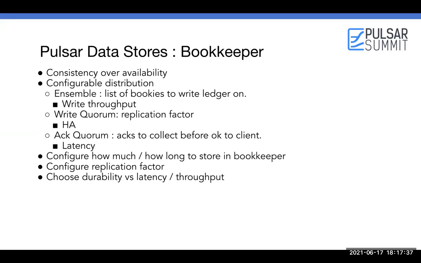ACK quorum is the number of bookie nodes which have confirmed to have written this, and the acknowledgement has reached the ACK collector. If you have a small ACK quorum number, you have lower latency actually, but you still want to have a good number of ACK quorum, because then you are always sure that at least that many copies are written before you ACK to the client. So depending on the use case, you can make a good trade-off on how much throughput, how much HA, and how much latency you need with these configuration options.